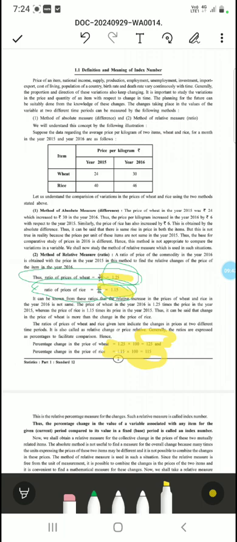So you could see that this is the relative percentage measure for the changes, and such a relative measure is called an index number. Clear? So what is an index number? The percentage change in the value of a variable associated with any item for the given period compared to the value in a fixed base period is called an index number. So this is the percentage change, right? 125 and 115, which we have found, are percentage changes, right?